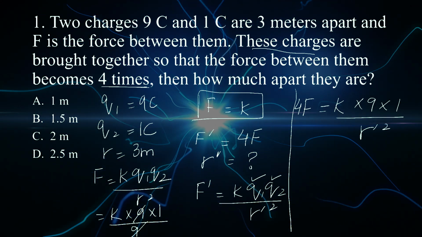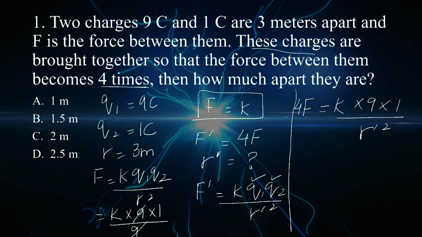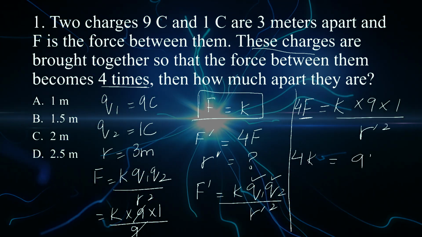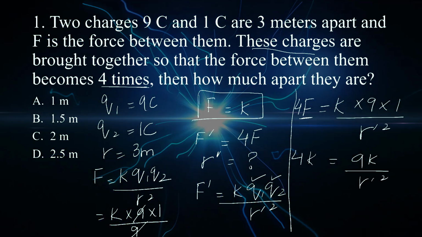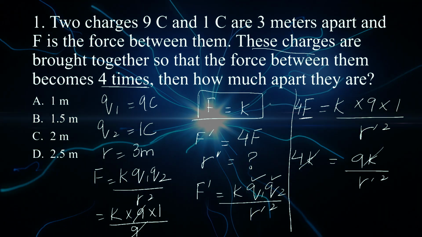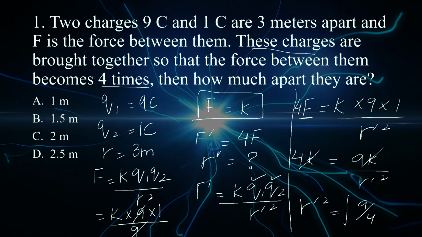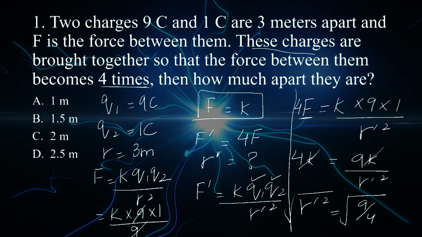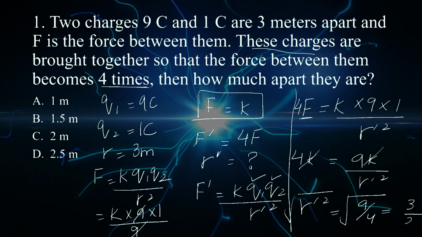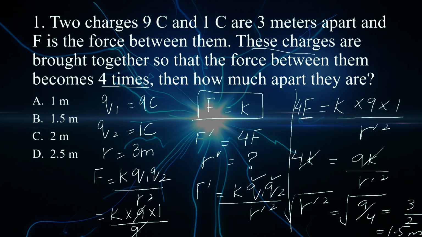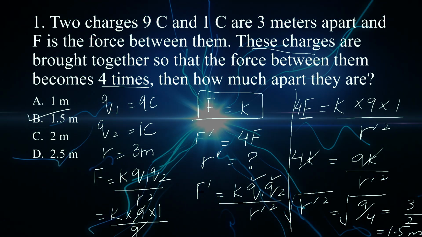If I substitute the value of F over here, which is K, it will become 4K equals 9K divided by R prime squared. K will be cancelled out with the K, so R prime squared is equivalent to 9 by 4. If I take the root on both sides, it will be 3 by 2, and 3 by 2 is 1.5 meters. So the correct option is B.